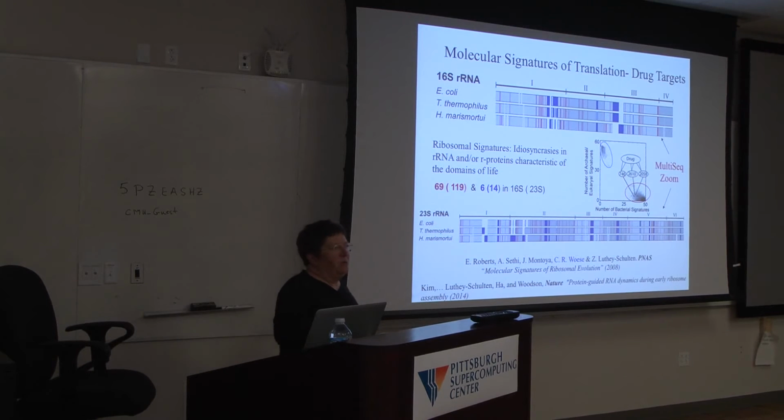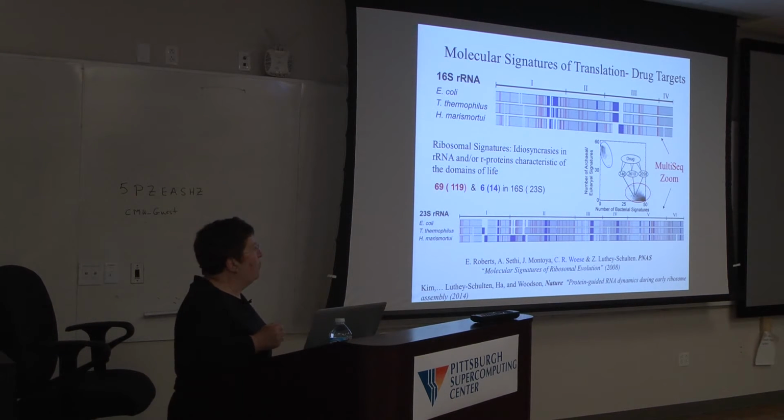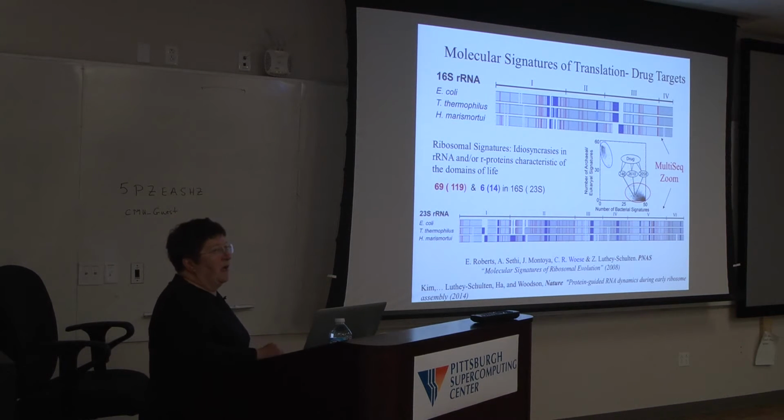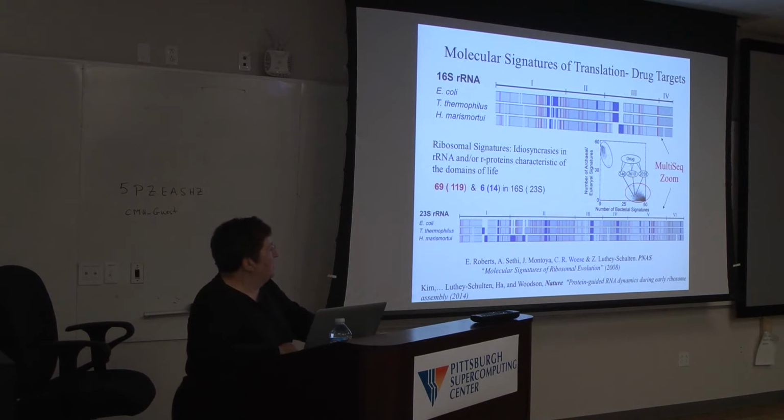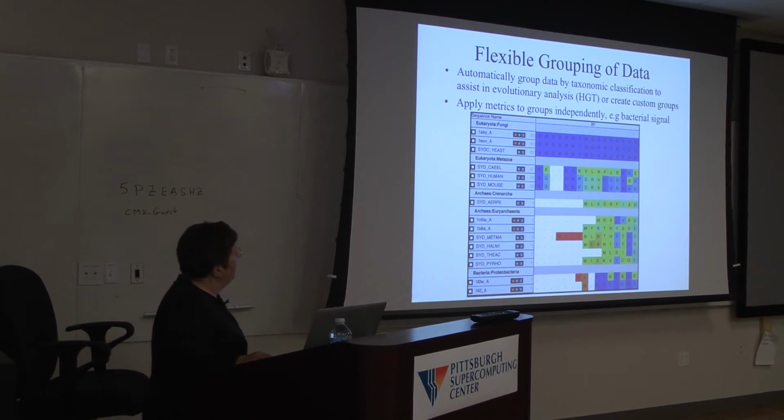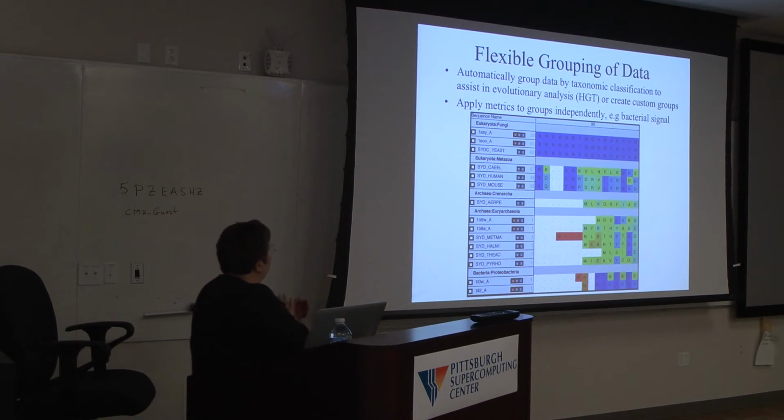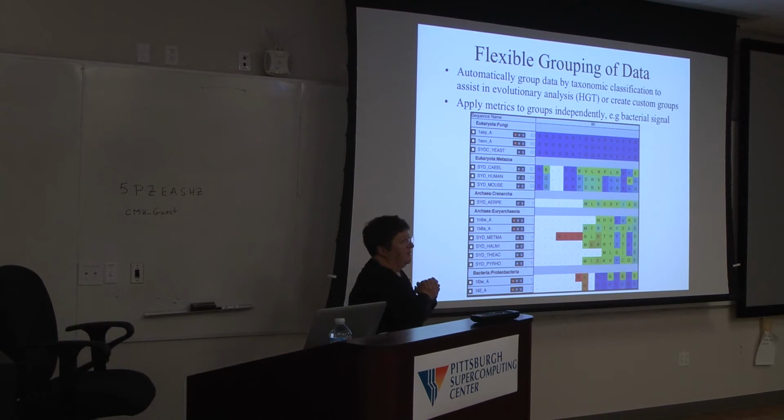But these kinds of concepts are really important, not only for targets, but also in our more recent paper, we were trying to look at how these signatures affect the dynamics of folding and assembly in those, right? And you can do this signature analysis with any set of sequences. It can be RNA, it can be proteins. And so this is a standard tool that's in MultiSeq. All right. The other thing that Carl insisted on was flexible grouping of data.